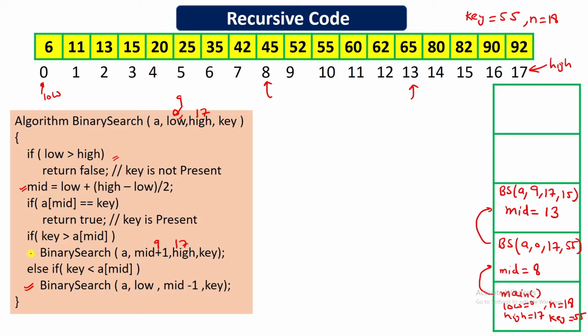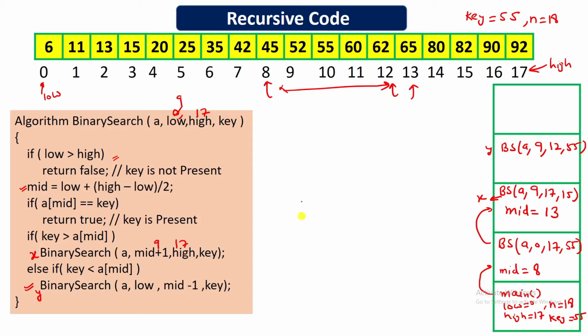Let's say this is the call number X and this is call number Y, so that I can recognize them. This was the call X, but now I will do this call, that is the call number Y. So binary search A comma, now what will be the value of low? Low will remain as 9, but this high should change. Now high will come here, so that I can check only this part.